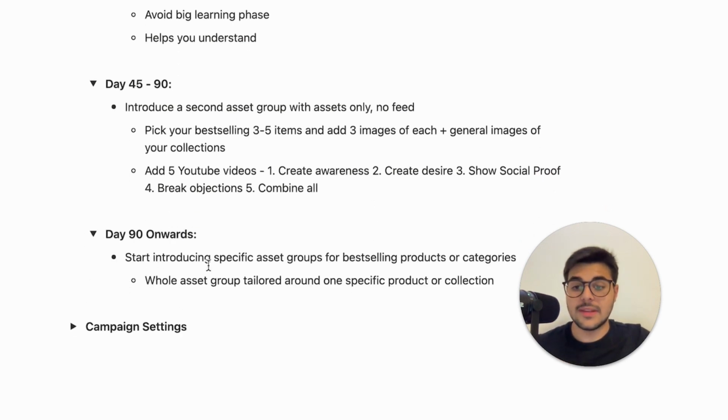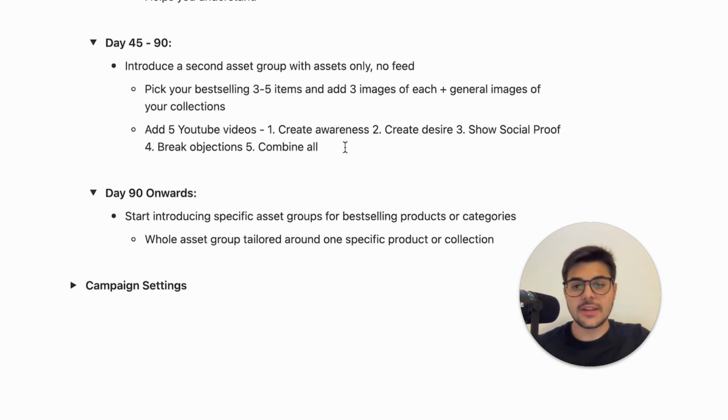Now, let's talk about day 90 onwards. So after day 90, your campaign will have a lot of data and a lot of optimization, and you'll most likely be hitting your metrics, your desired ROAS at the desired spending. So now what we want to do, we want to expand, we want to be more specific with our asset groups. So here you start introducing specific asset groups for best-selling products or categories. So up until this point, you had 2 asset groups, the feed only, which is still on, and the broader asset group with only the assets. You keep this on as well.